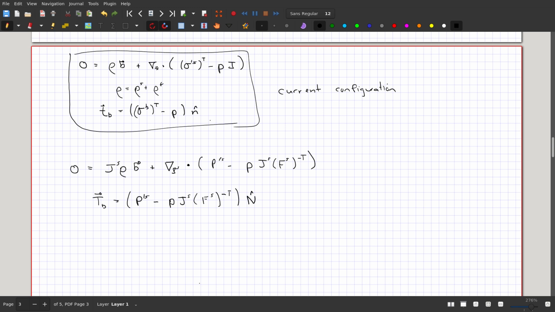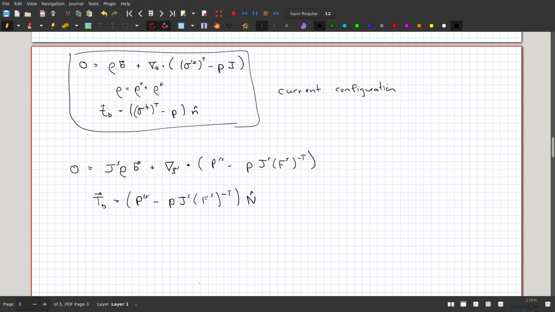The current configuration equation we derived basically because we derived all the equations in the current configuration. Remember, all the integrals of the variations were in the current configuration. So that first equation we got by just summing the two species equations together, the solid and the fluid. And then the second equation we got by pulling back to the reference configuration of the solid, right?